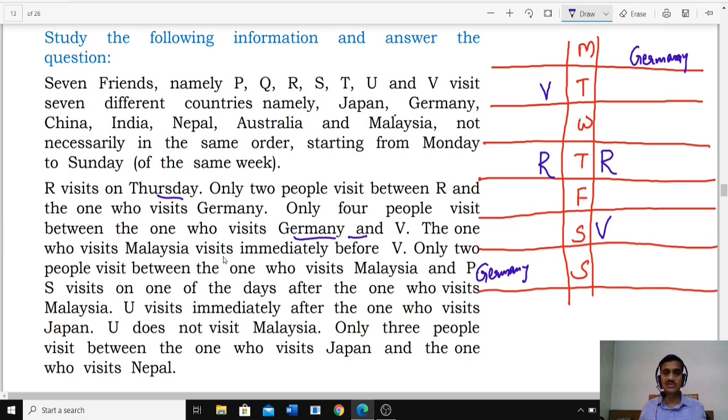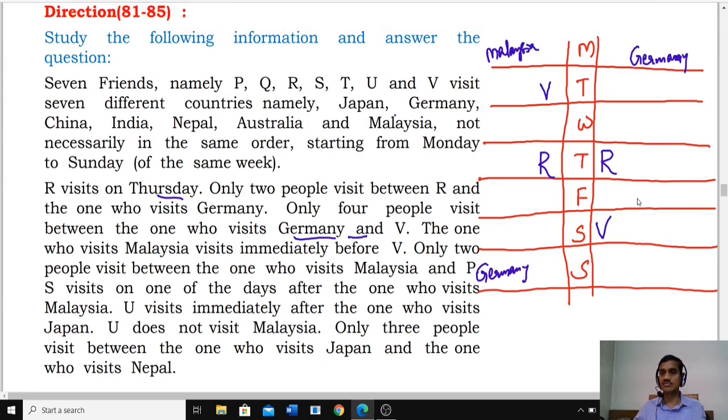The one who visits Malaysia visits immediately before V. Malaysia is immediately before V. And next one, only 2 people between Malaysia and P. Between Malaysia and P, there must be 2 people. Malaysia can get 1, 2, P must be here.